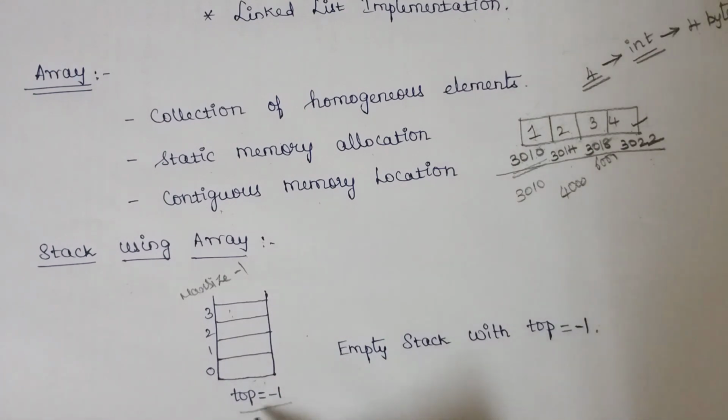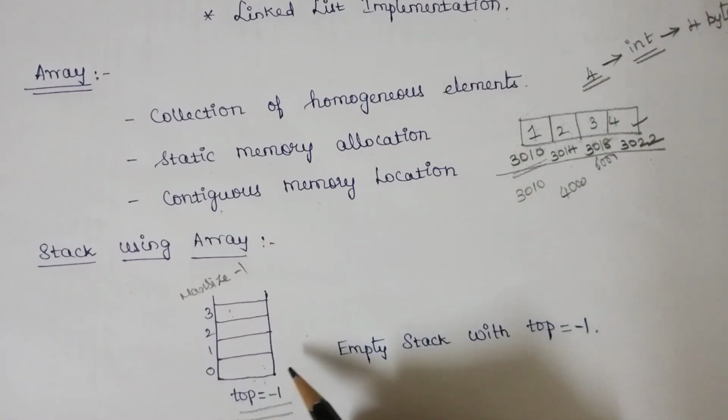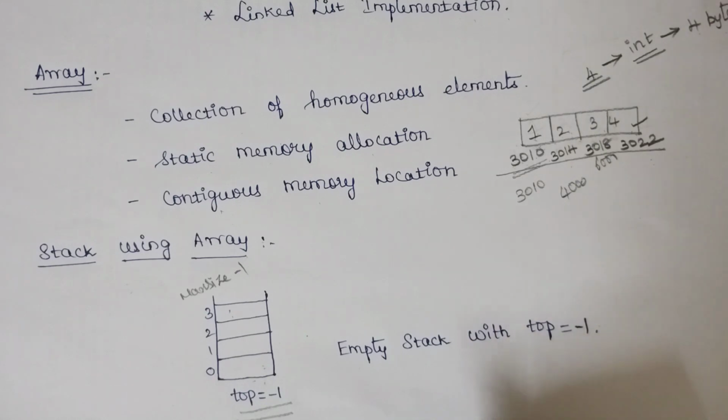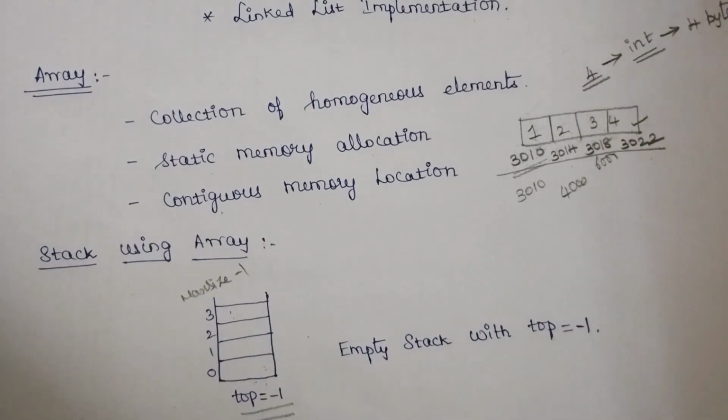And what is my initial top value whenever my stack is empty? I didn't insert any element into the stack, so your stack is empty now. Whenever a stack is empty, the value of top will always be initialized as -1. Once you start inserting elements into this stack, the top value gets incremented one by one. So we will start by creating a stack using an array.